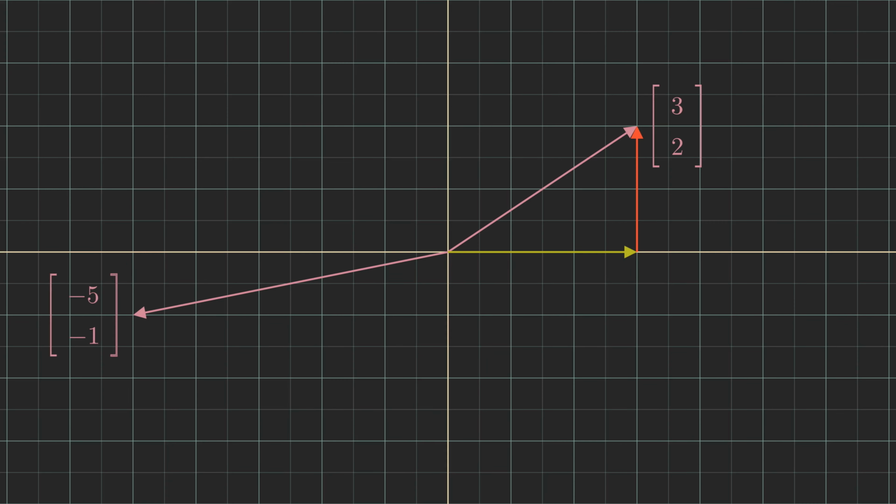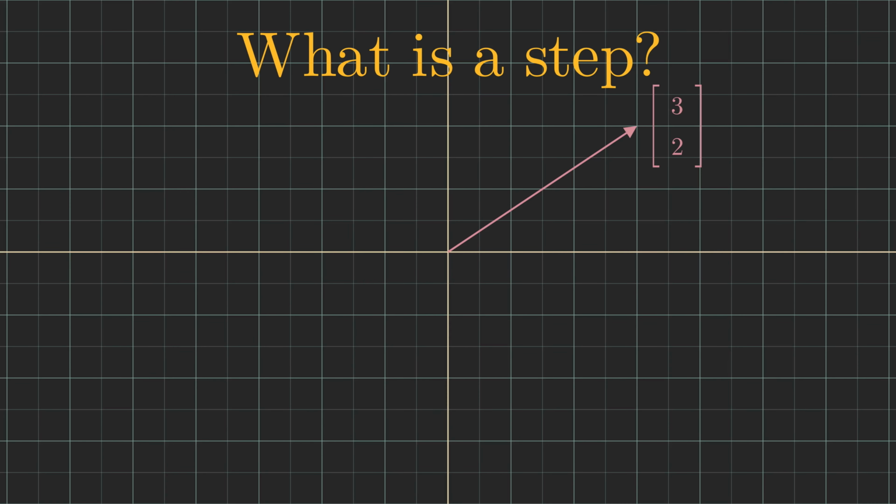When we represent a vector with coordinates like (3, 2), it means that to get to the vector's tip from its tail, we need to take 3 steps to the right and 2 steps up. Conversely, a vector with coordinates (-5, -1) indicates a need for 5 steps to the left and 1 step down. But the question is, what exactly do we define as a step?